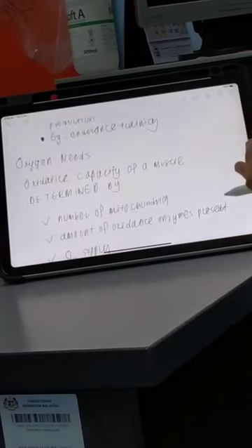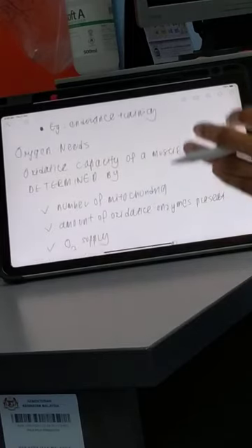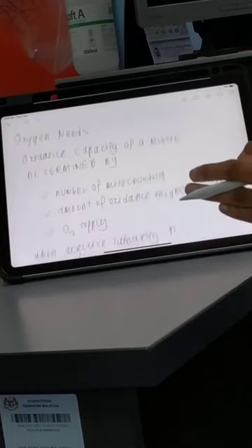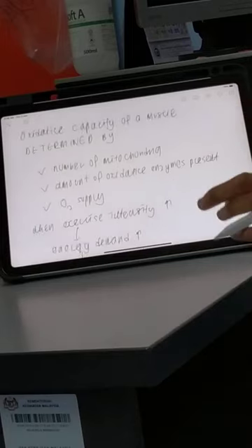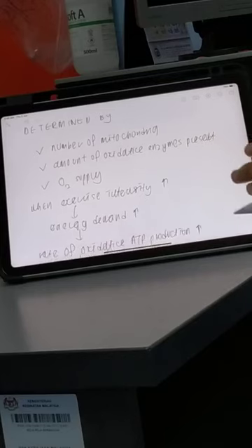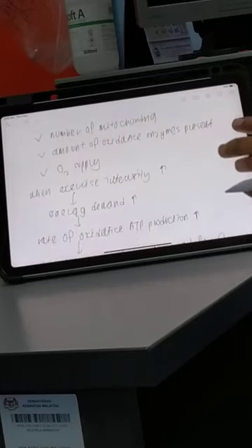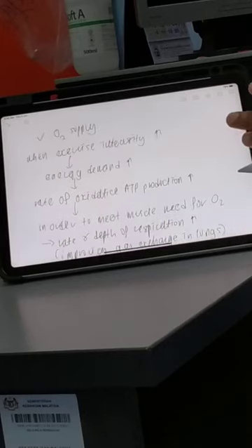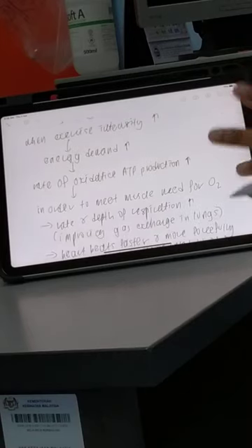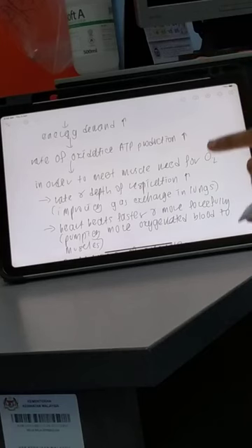Oxygen needs: the oxidative capacity of muscle is determined by these three things: the number of mitochondria, the amount of oxidative enzyme present, and oxygen supply. When exercise intensity increases, the energy demand will increase as well, so the rate of oxidative ATP production will increase as well. In order to meet the muscle's need for oxygen, the rate and depth of respiration will be increased. So the next one, this is on the lungs.